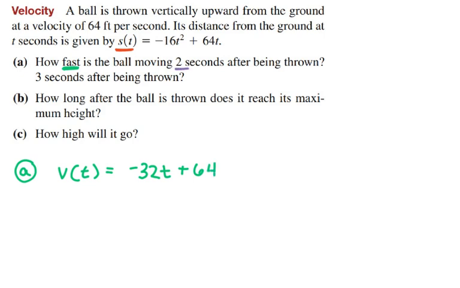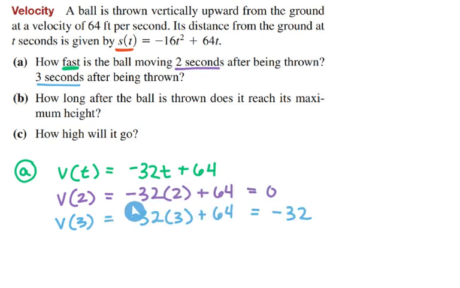So if we're looking at its velocity at 2 seconds or 3 seconds, all we need to do is plug those values in. So v of 2 and v of 3. And performing those calculations, plugging in 2 for t, I get out that the velocity at t equals 2 seconds is 0. So at 2 seconds, we have 0 feet per second. And then the velocity at 3 seconds, plugging in 3 for t, I get out negative 32.